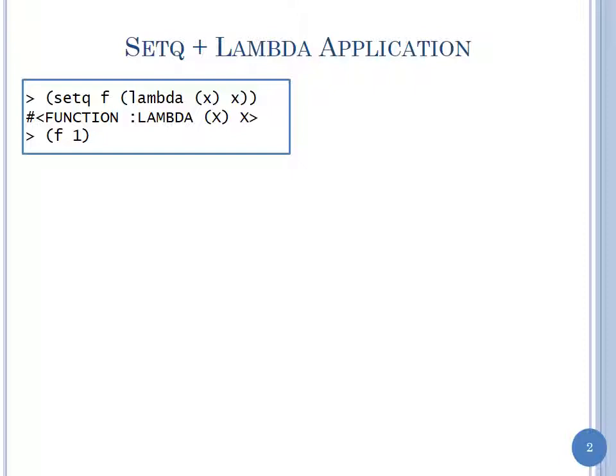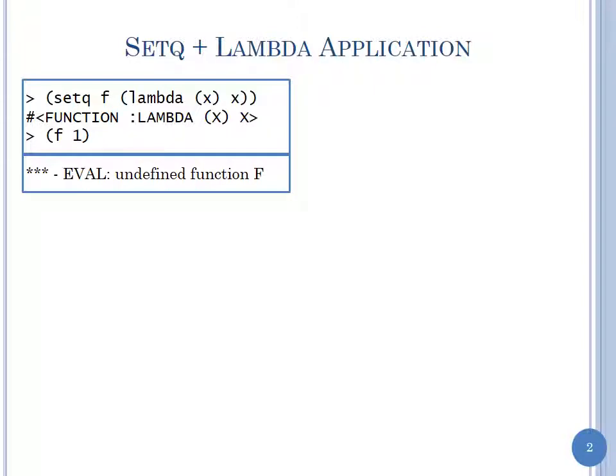And what's going to happen if I type this in? Okay, undefined function f. That's what you get in CLisp. In Andrew's code, you might get an exception, a stack trace. Okay. So what's going on here? Can we explain that based on what we've seen before?